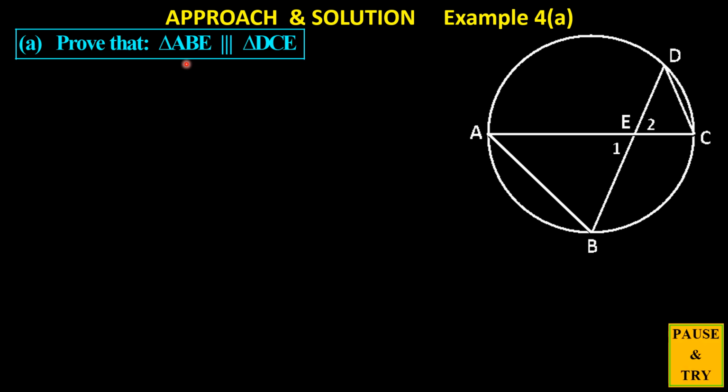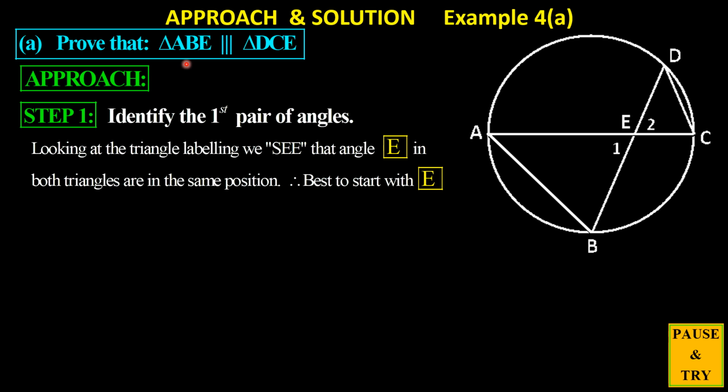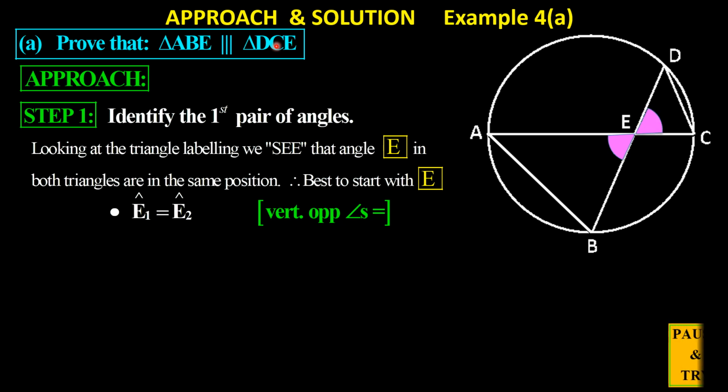That's correct. We notice that the first pair of angles, we can start off with E, because there's an E and an E. So let's start with the E. What do we know about the E's? That's our first pair of angles. It's E1 and E2. And why are those two angles equal? Because they are vertically opposite, right?